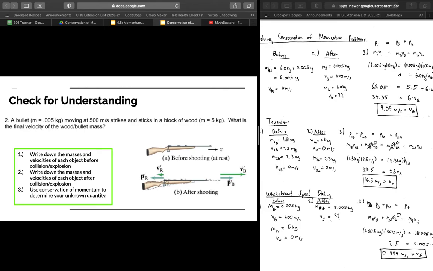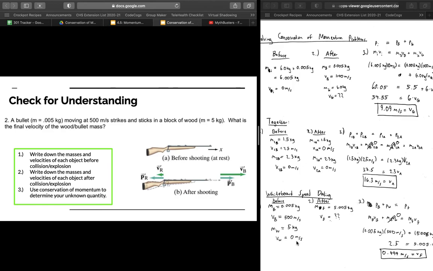So let's take a look at this problem. The mass of the bullet is 0.005 kilograms. The velocity of the bullet is initially 500 meters per second. The mass of our piece of wood, MW, is 5 kilograms, and the velocity of the wood, VW, is 0 meters per second.